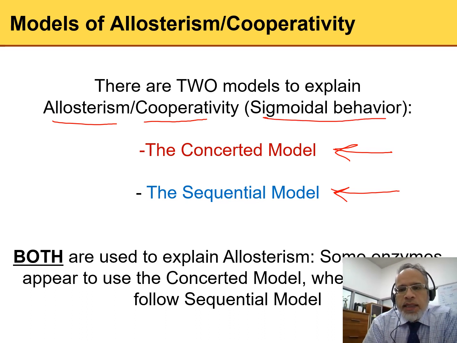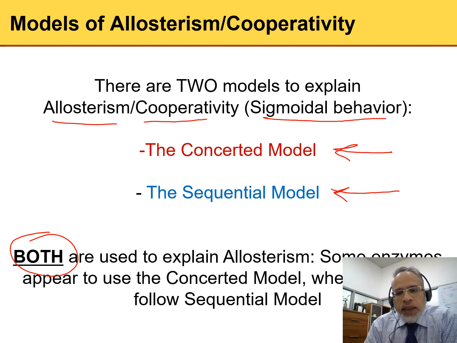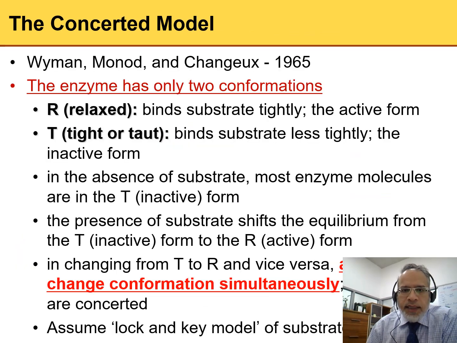Now remember, allosterism is the concept that binding of one molecule to one of the subunits of a protein or an enzyme would change the activity, or the affinity, for the other subunits to bind to this molecule of substrate as well. And there are two models, the concerted model and the sequential model, and both are used to explain allosterism. It turns out some enzymes or proteins appear to follow the concerted model, whereas the behavior of other proteins or enzymes is better explained by the sequential model. So what are these models? Let's discuss them one by one.